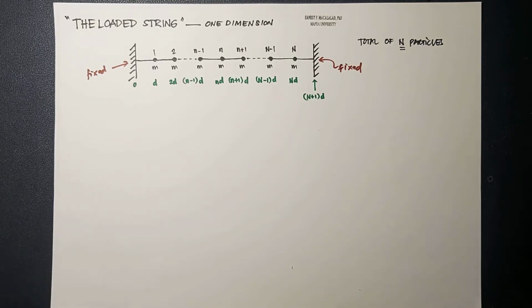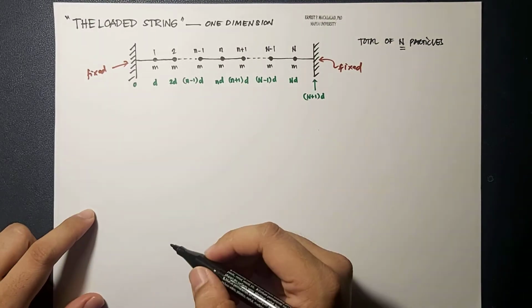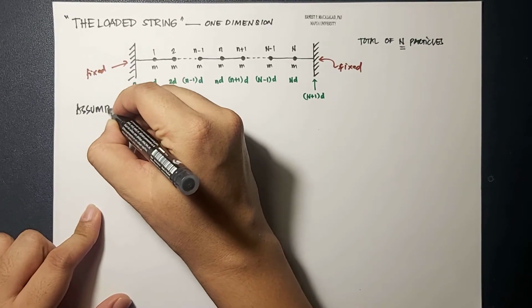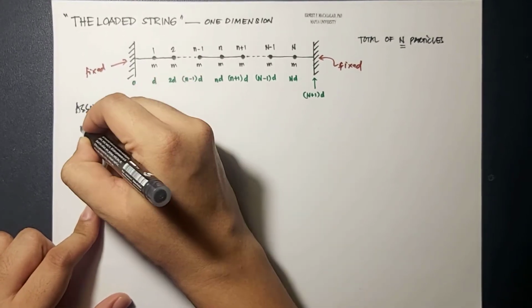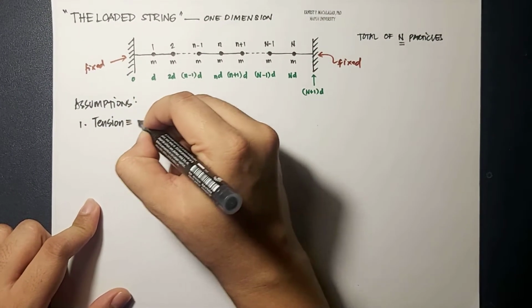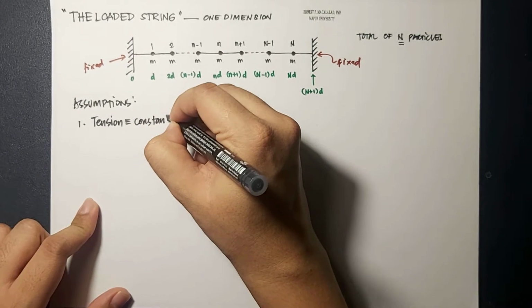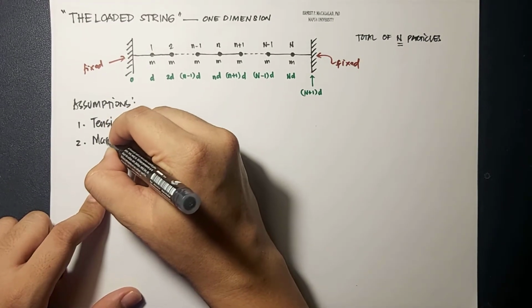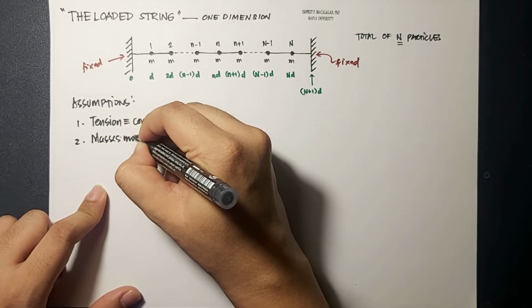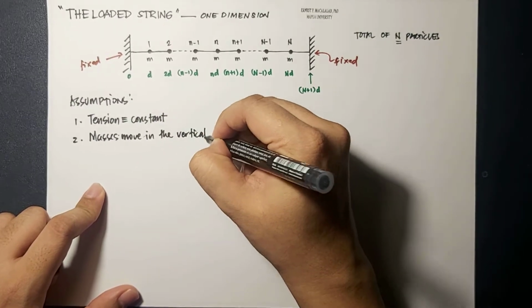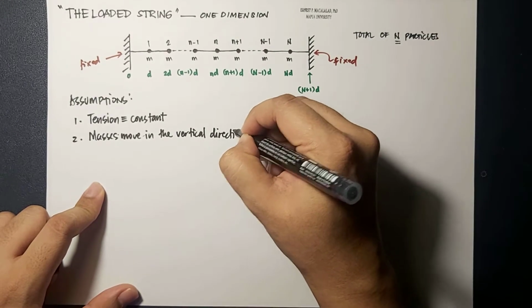Now before we proceed, let's have some assumptions first. Number one, the tension on the string is constant. Number two, the masses move in the vertical direction.